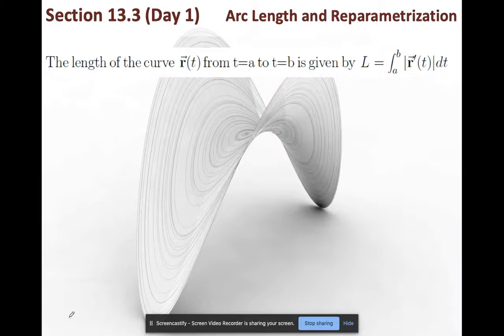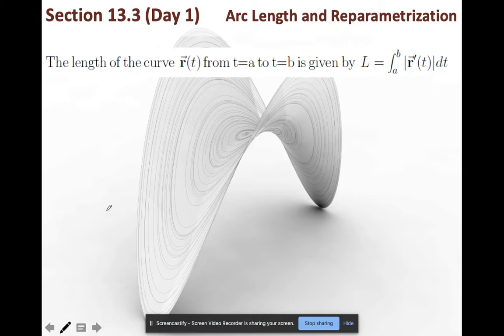Hi, kids. Let's do some reparametrization. That sounds devastating, doesn't it? Of course, it would be awesome if I had my pen. Oh, there it is. All right, so length of a curve is given by this formula.